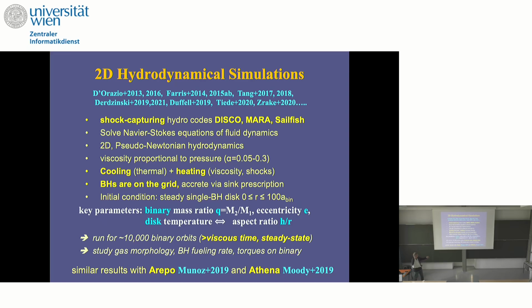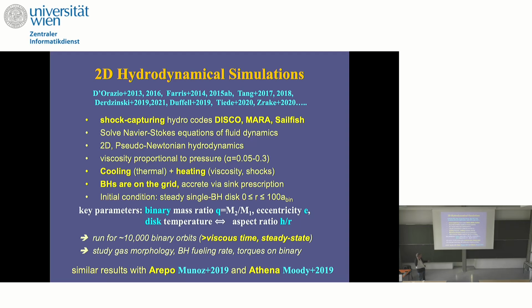And then you start with some initial steady state situation. You put 2 point masses. It's important to go out to a relatively large radius so that boundary effects don't propagate from the outer region of your simulation to your domain of interest. Then, because this is 2D hydro, you can run for tens of thousands of binary orbits. You can observe the system settle to some kind of steady pattern.